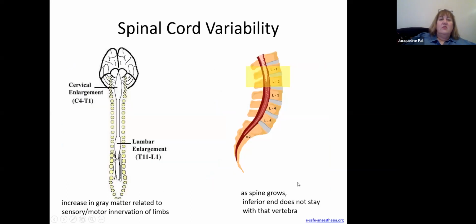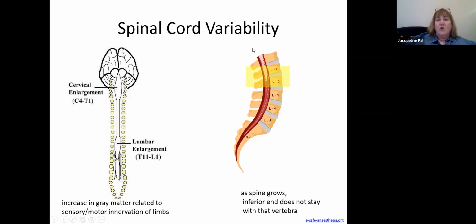So when we look at the spinal cord, it is not a tube that is the same diameter the entire length of it. In the neck area, there is an enlargement known as the cervical enlargement. And in the upper lumbar, lower thoracic area, there is what is called the lumbar enlargement. And the reason why it's wider here is because we have more gray matter due to all the innervation coming from and going to the upper extremities in the cervical enlargement and the lower extremities in the lumbar enlargement.